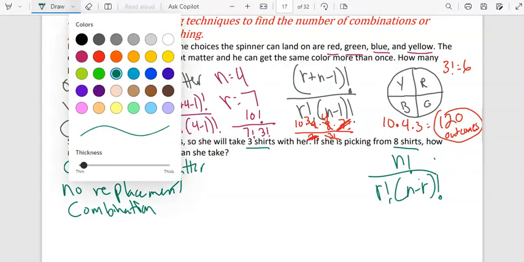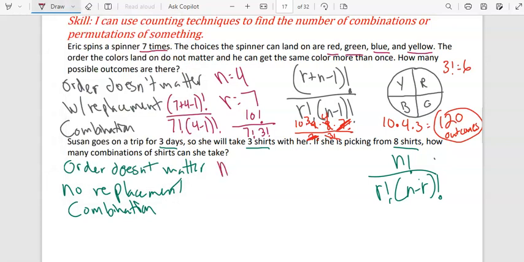Let's identify our n and our r. R is how many we're choosing. There's 3 days and she chose 3, so r is 3. N is the number of things to choose from. We could choose from 8 things. When there's no replacement, n has to be no smaller than r. Now with replacement, there can be cases where n is smaller than r, such as in the spinner example above.